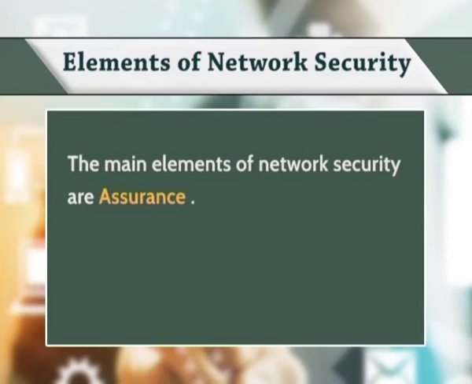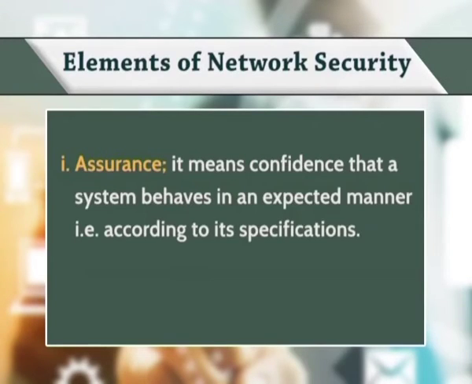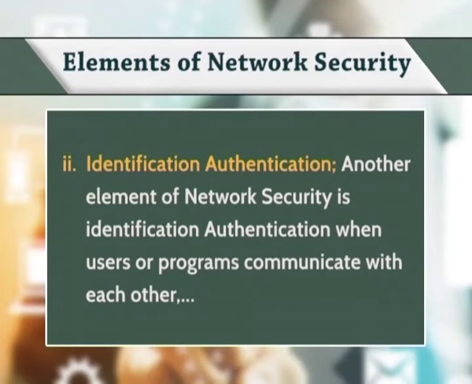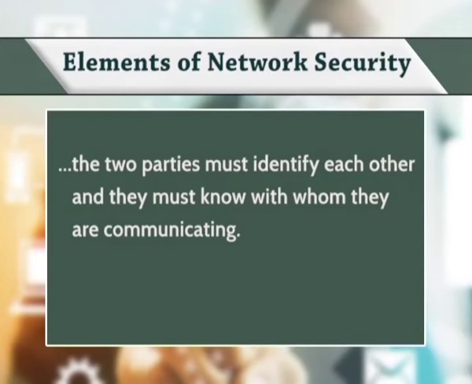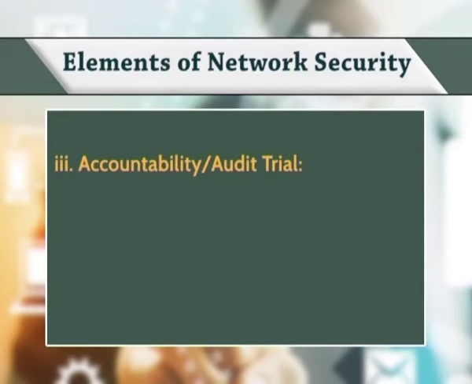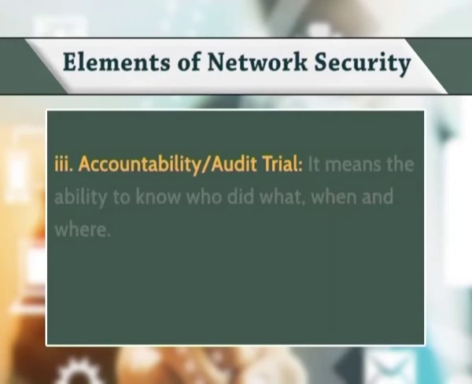The main elements of network security are as follows. The first one is assurance. It means confidence that a system behaves in an expected manner according to its specification. The second one is identification and authentication. When users or programs communicate with each other, the two parties must identify each other; they must know with whom they are communicating.